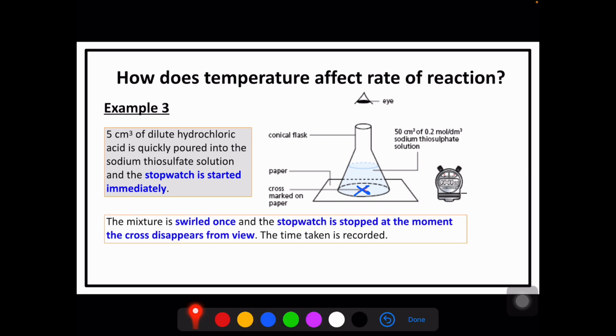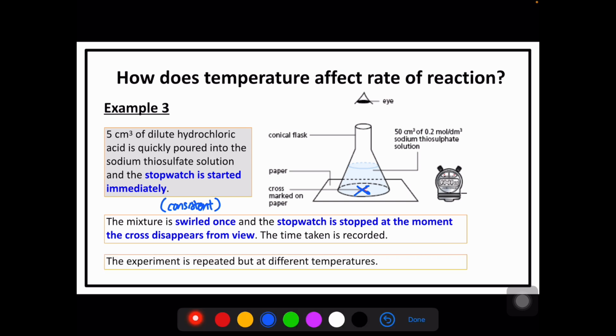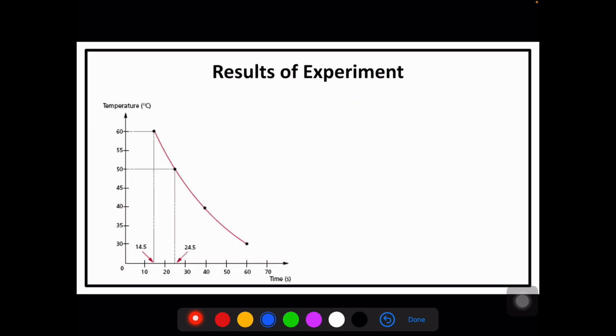For this particular experiment, the mixture was swirled once. The intent is to give it a consistent swirling. We mentioned this before in class, because you don't want to end up swirling once for one experiment, then twice or more times for the other experiments. Then this whole experiment is repeated at different temperatures. So as you could imagine, you have a few sets of data, and we are going to compare how the change in temperature affects the time taken for the cross to disappear from view.